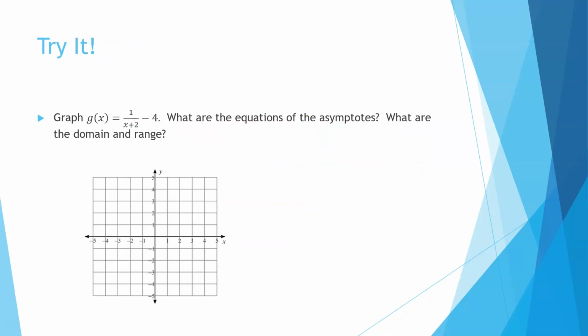Okay, last but not least, I want you to try one of those on your own. Again, I would start by asking myself what translations are happening, and then write your equations of asymptotes and how does that affect the domain and range, and sketch a graph. Pause the video, try that, and then play it to see how you did.